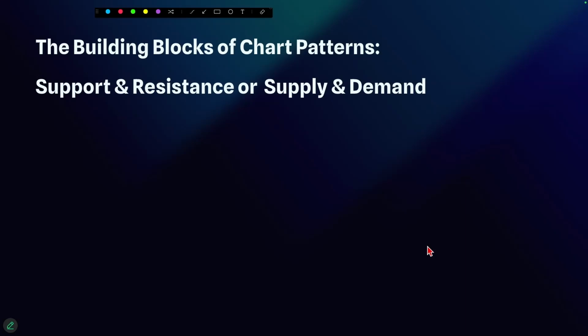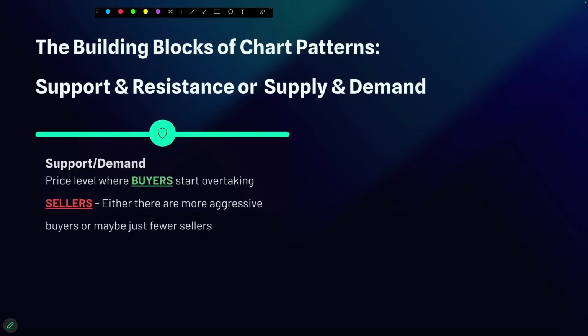So I want to talk about the building blocks of chart patterns. This is where we're going to start identifying what some of the patterns are out there. So patterns are created by supply and demand. Some people call it support and resistance. Okay. So what is support or demand? That's a price level where buyers start overtaking the sellers.